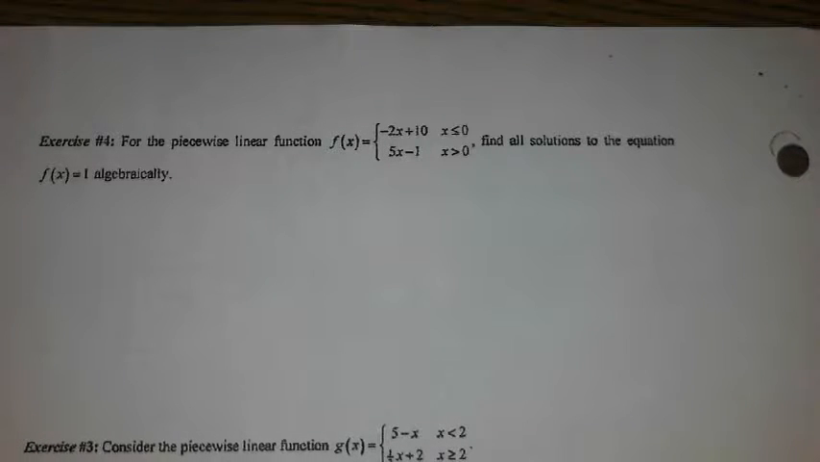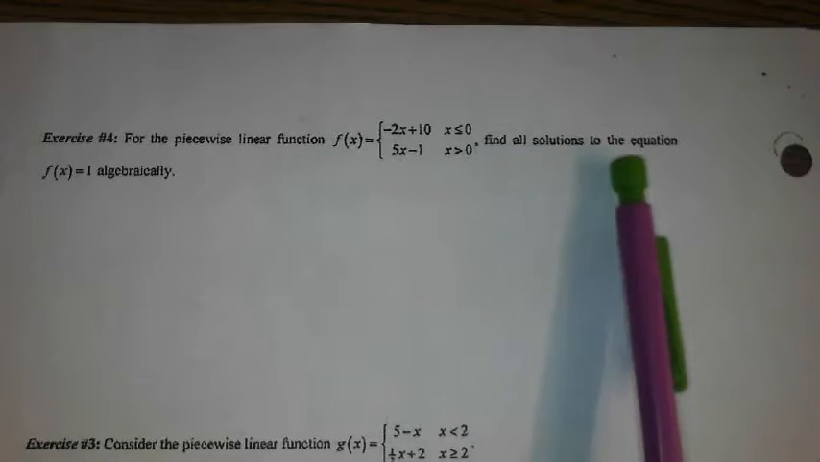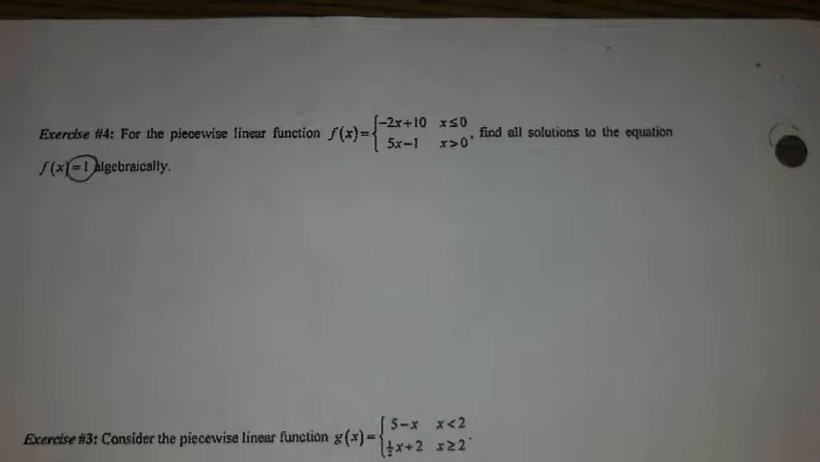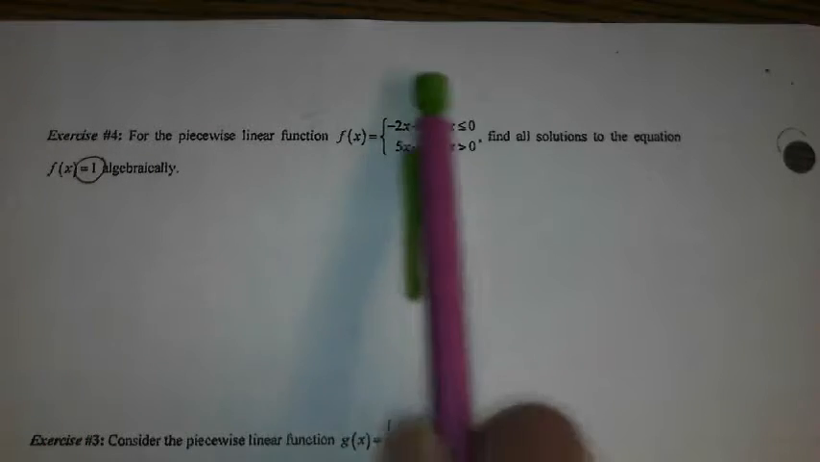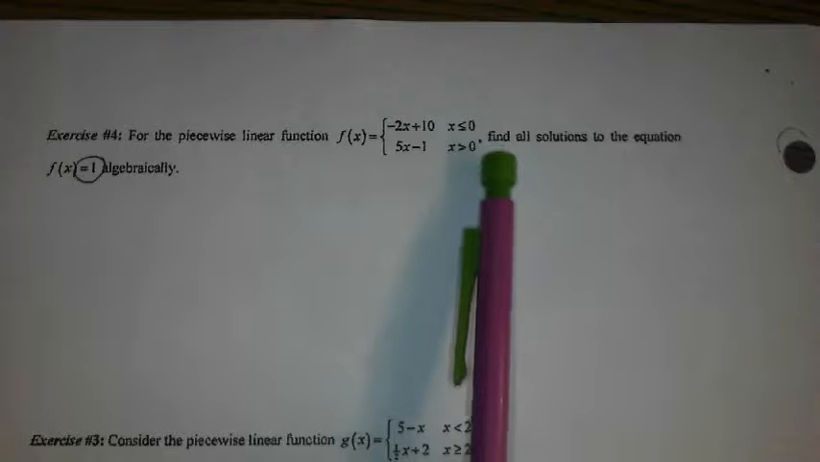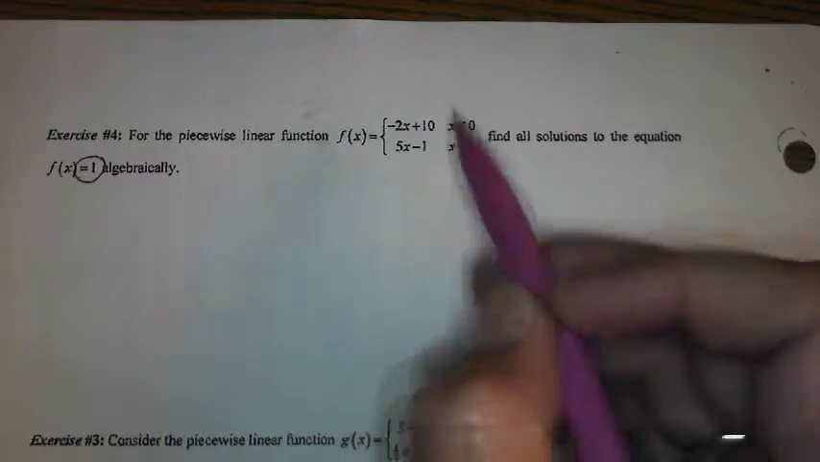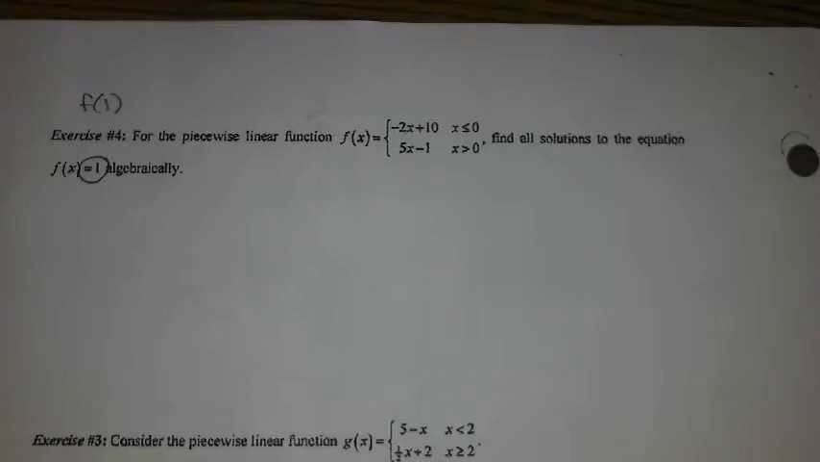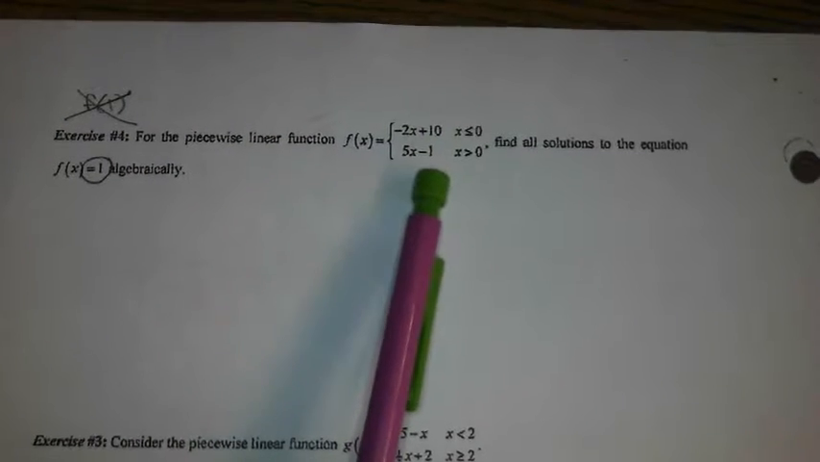But exercise 4 here gives us another piecewise function and asks us to find all the solutions to when this function equals 1. So they're telling us the y-coordinate. That's the y-coordinate. When does this function equal 1? We're not plugging 1 into it. Do you see the difference? It's not asking us for f of 1. That would be plugging 1 into it. It's asking us, when does this function equal 1?